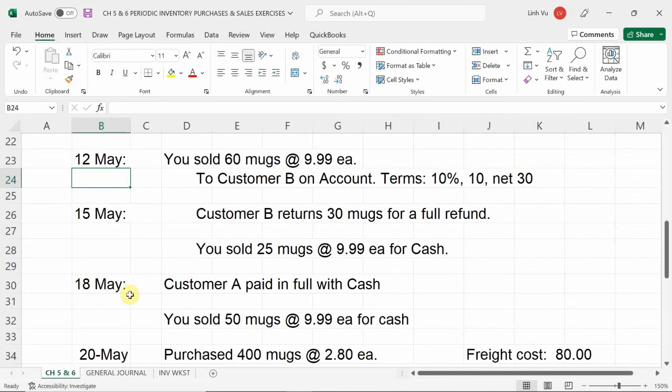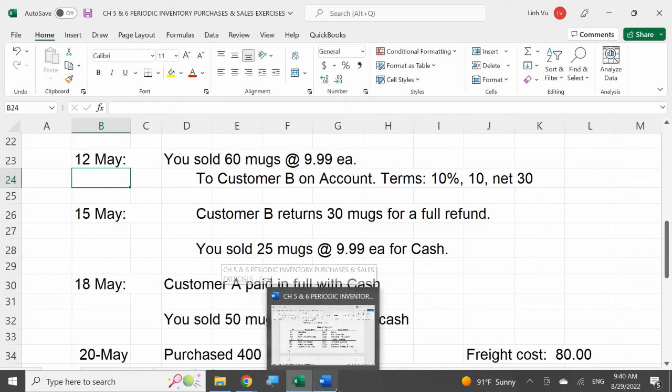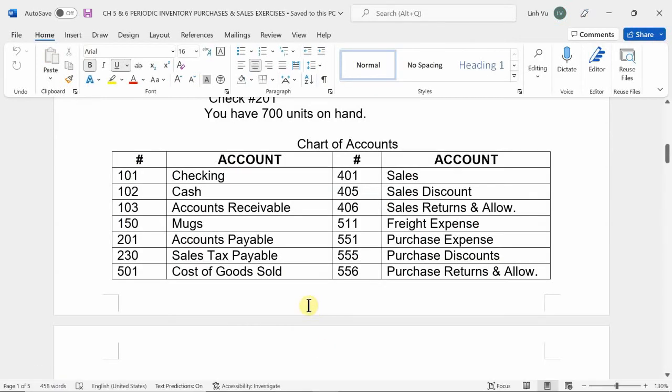So then May 15, customer B decides to return 30 of those mugs for a full refund. Maybe they realized they bought too many cups, so they decided to return some cups. So in this case, customer B wants to return 30 of those mugs for a full refund. So let's take a look at my chart of accounts. What am I going to be doing? Sales returns and allowances, which is 406.